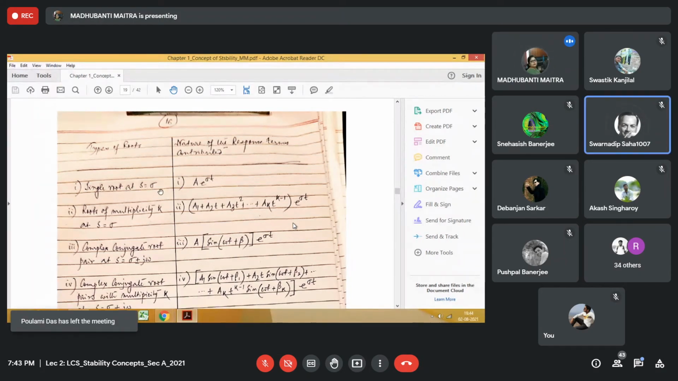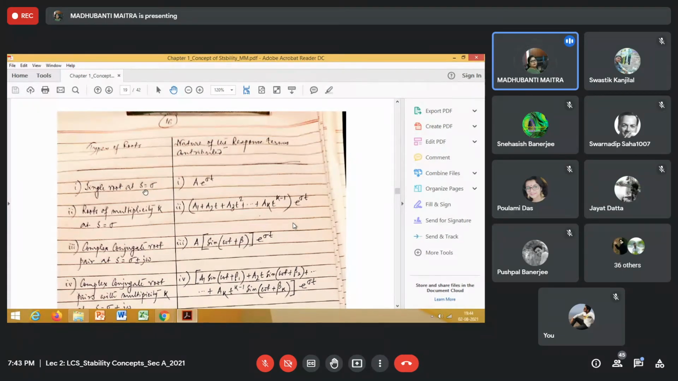So single root at s equal to sigma. This is a real root, and already we have seen that the response term that will be contributed by this root of the characteristic equation is A e to the power sigma t.